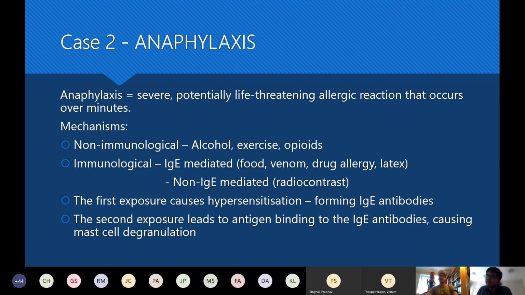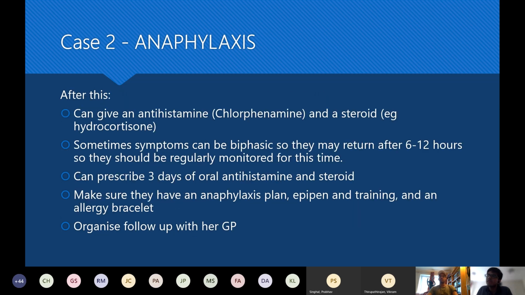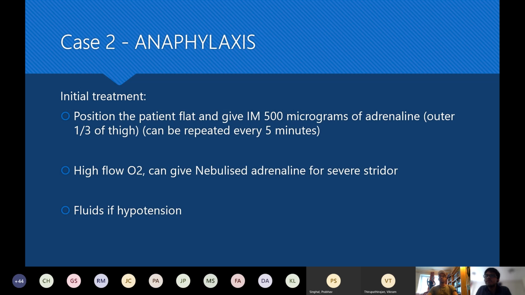So the first thing you want to do, if their airway is closing up, it means they can't oxygenate. First problem, airway is always the front of the ABCD. You want to make sure it's open so that the other things you want to give can get in there. Intubate, yes, that would be a last line type thing. So you would position the patient flat. You may want to raise their legs. And you would give IM 500 micrograms of adrenaline into the outer one third of the thigh.